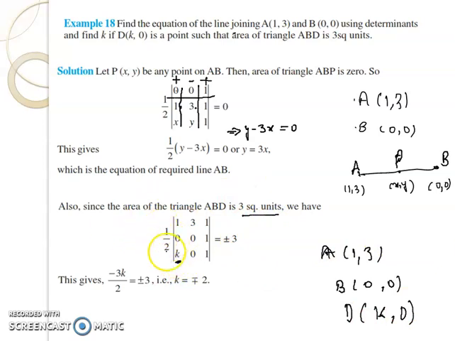So we will apply the formula 1 by 2. We will write the coordinates (1, 3), (0, 0), (k, 0) and 1, 1, 1 in the third column, is equal to plus minus 3. Why is this plus minus 3? Because you are given the area of the triangle as 3 square units.